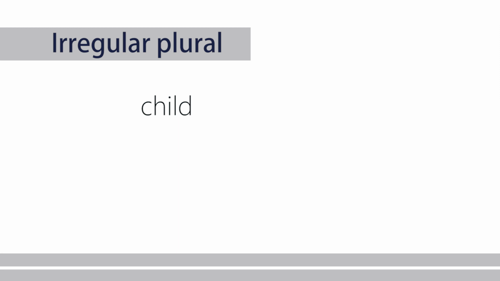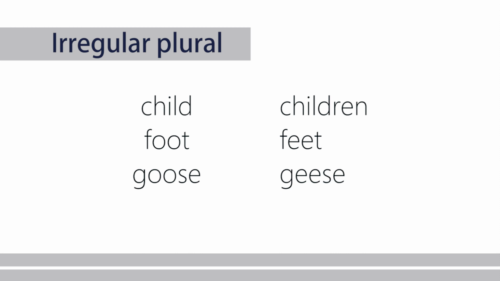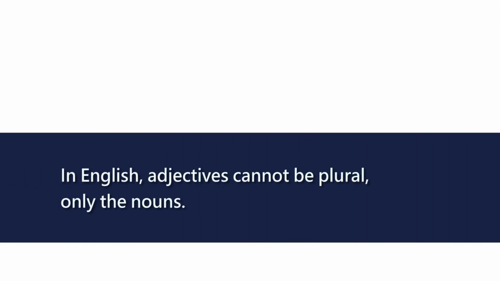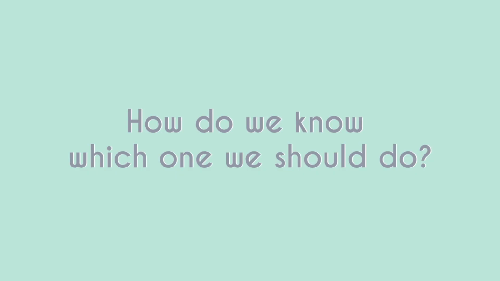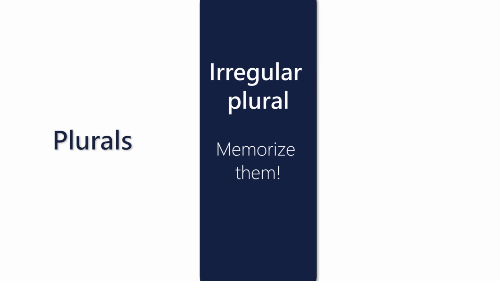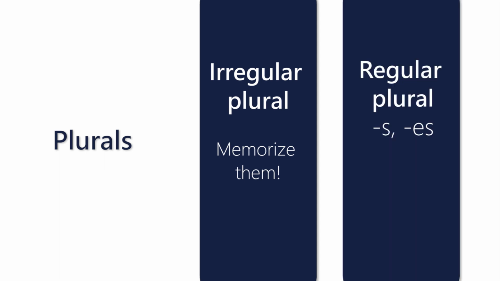What about child? What is the plural for child? Children. And then foot is feet, and goose is geese. So as you can see, here we have a bunch of nouns. In English, adjectives cannot be plural. So when we're talking about plural, we are only talking about nouns. Now the question becomes, how do we know which one we should do? If it's not regular, there's a very small number of nouns that you can memorize. But once you memorize these, the question becomes, when do you pronounce the plural s or es as "sa", when do you pronounce it as "za", and when do you pronounce it as "uz"?